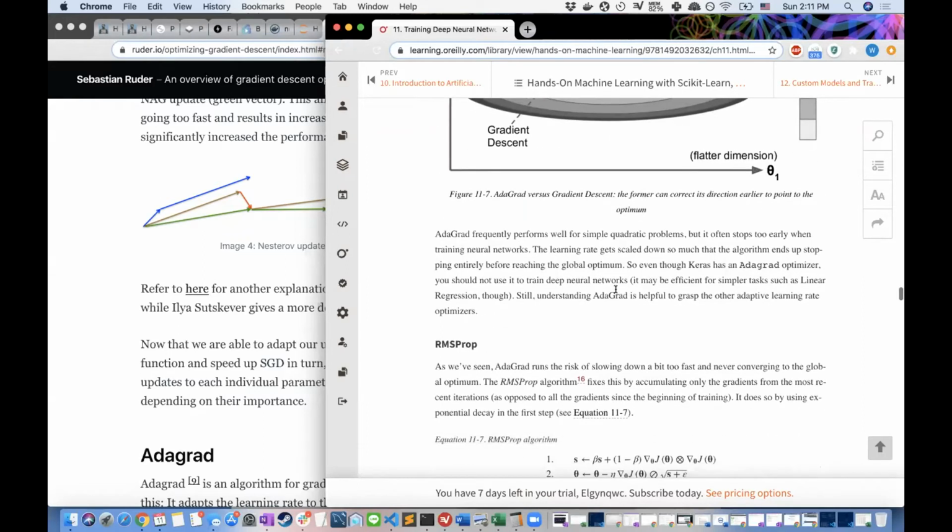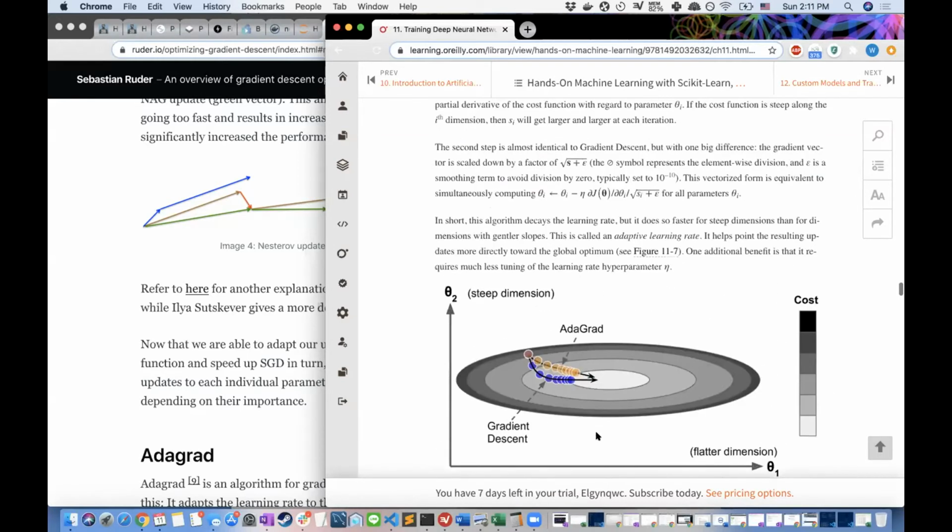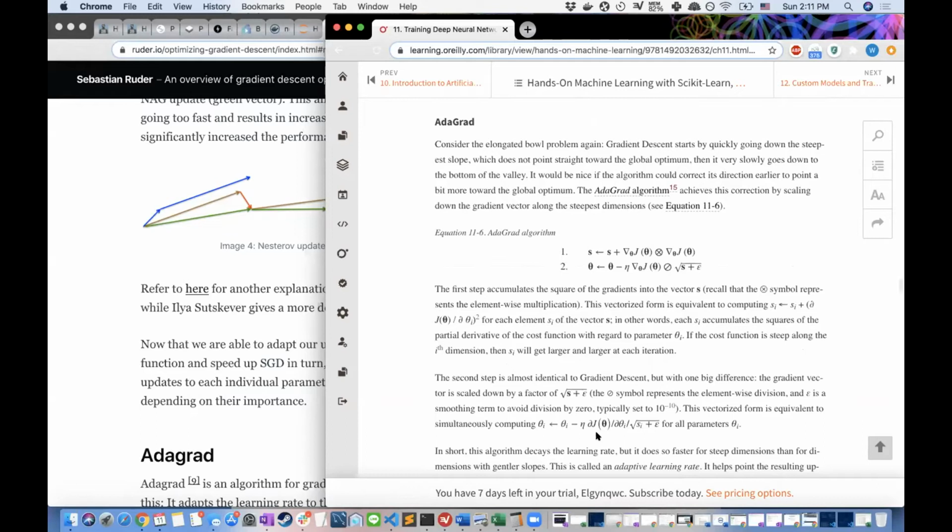Does anyone else want to make a comment on this? It seems like this can't even be used for deep neural networks. It's more for quadratic problems or linear regression. I don't know when this was invented.